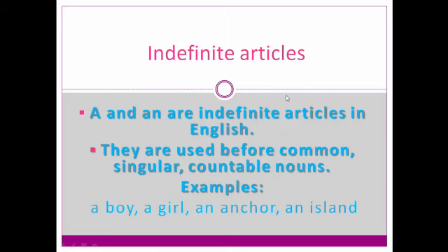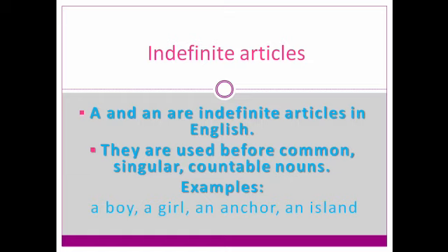First, let us study the indefinite articles. That is what we have to learn now. A and an are indefinite articles in English. So articles are divided into two: indefinite and definite. A and an are indefinite articles in English. They are used before common singular countable nouns.